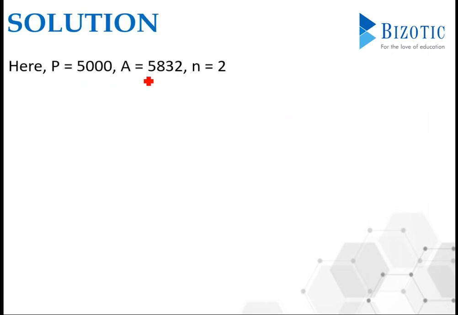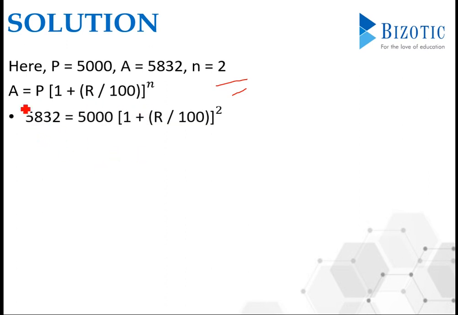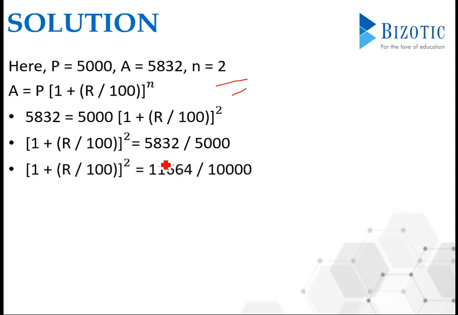Here P is equal to 5,000, A is equal to 5,832, and n is 2 years compounded annually. So we have the formula A is equal to P into 1 plus R divided by 100 whole power n. Upon substitution, 5,832 is equal to 5,000 into 1 plus R by 100 whole power 2. We do not know R, so we keep it on one side, and then 5,832 divided by 5,000, and then we will be taking the square root, because we have a square here and we need a perfect number.